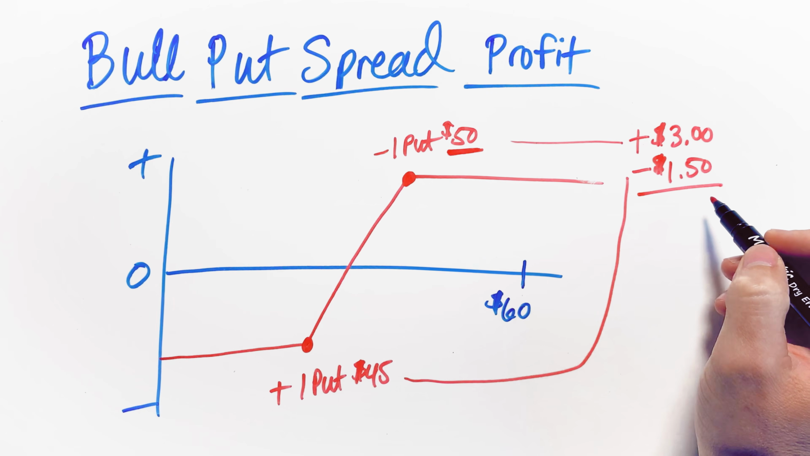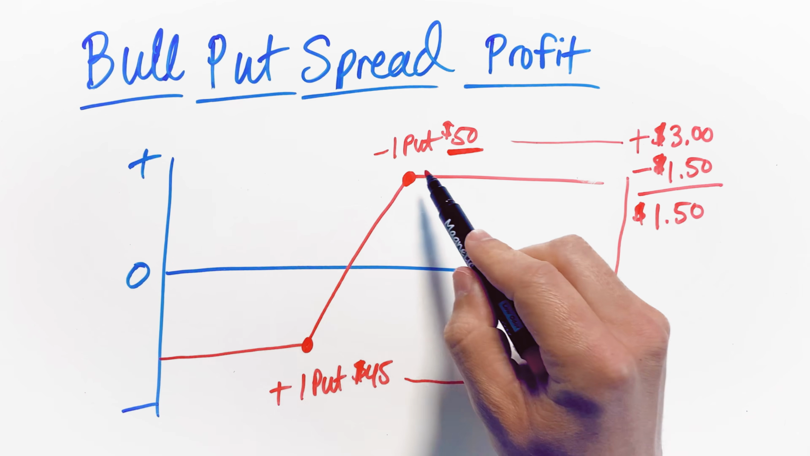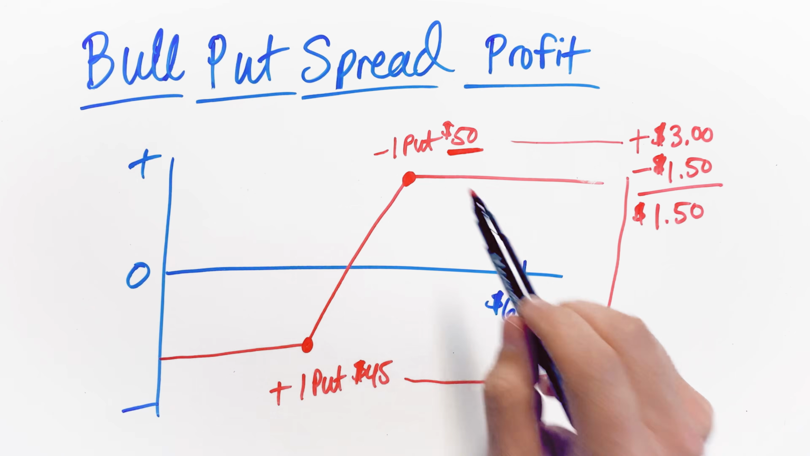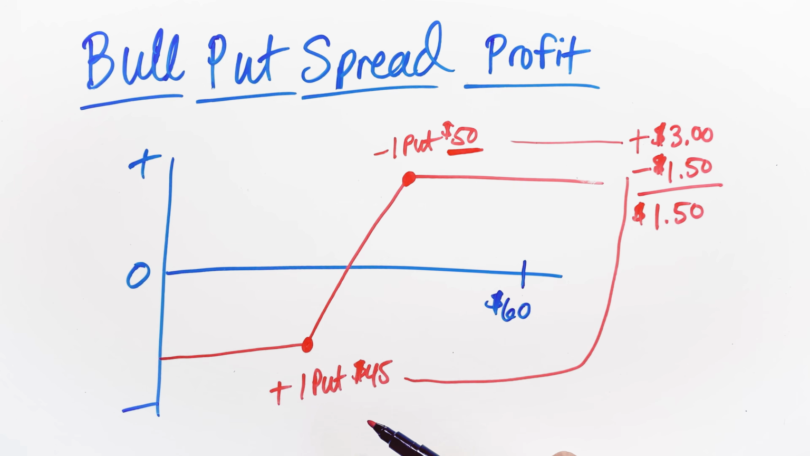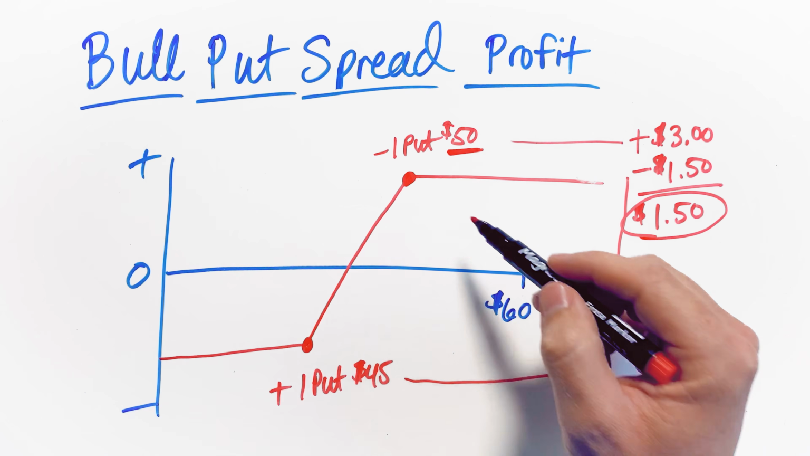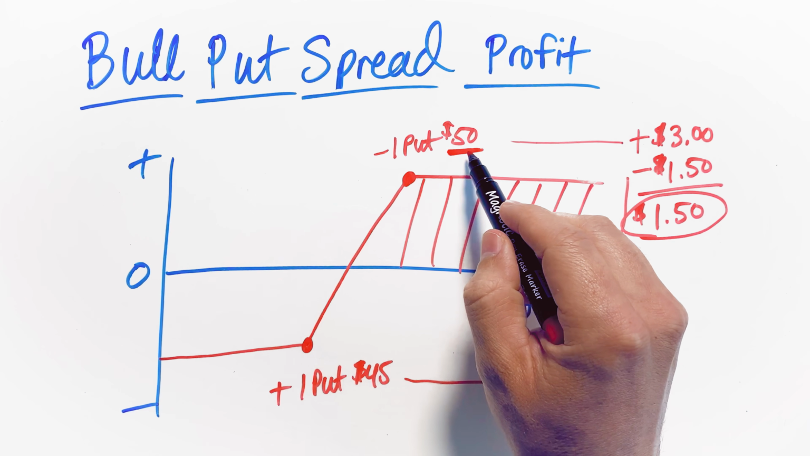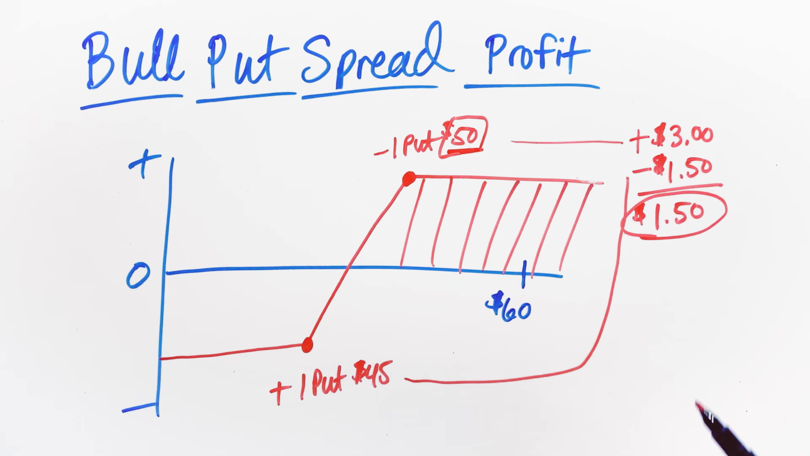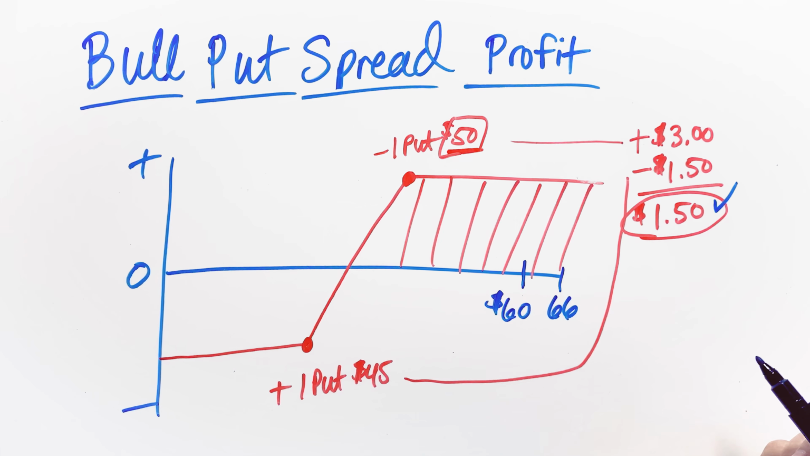The net difference between those two is that you took in a net credit of $1.50 on this particular bull put spread. Again, the $3 credit that you collected from selling the put option at the 50 strike, and you subtract the cost of buying the put option at the 45 strike, that leaves you with a net credit in your account of $1.50. That ends up being your total max profit in the case of the stock trading anywhere above this 50 strike at expiration. So to use our example, if the stock currently is trading at $60 and ends all the way up here at $66, we still make our whole $150 profit.